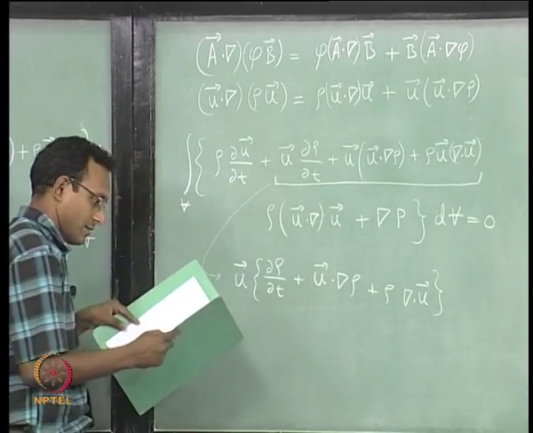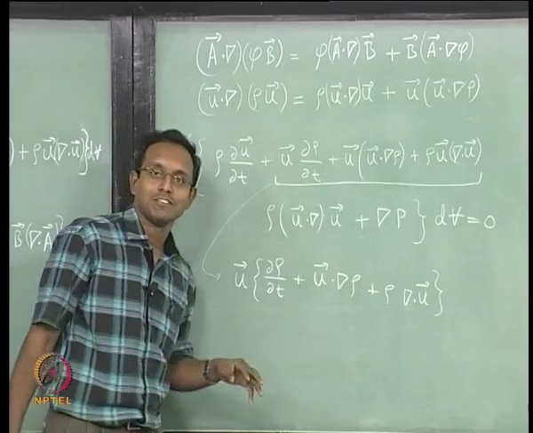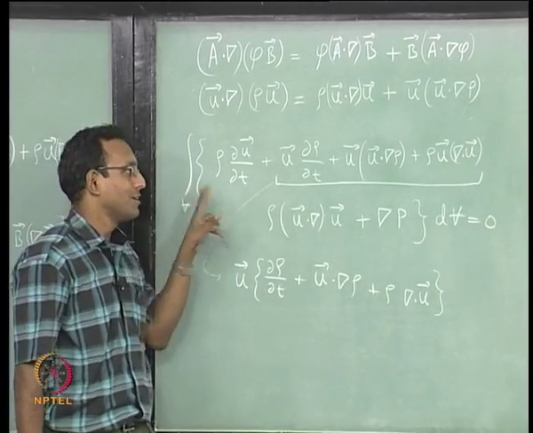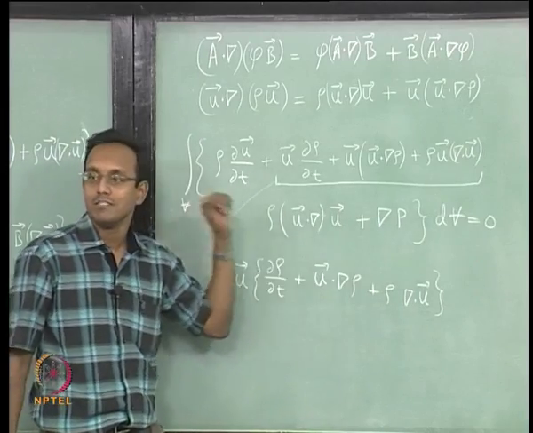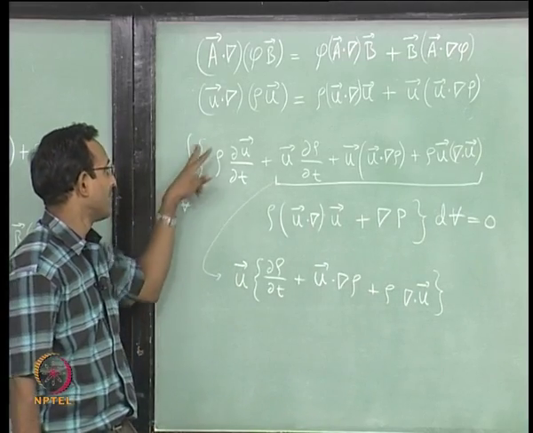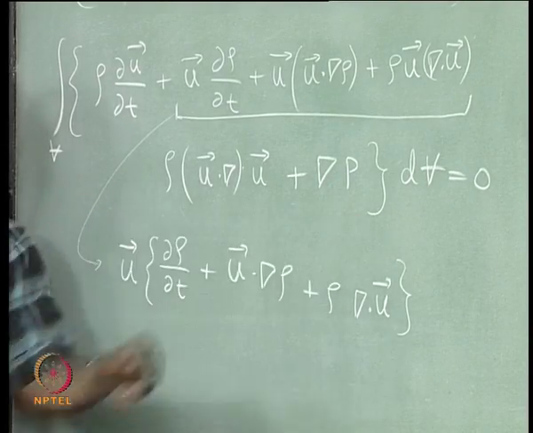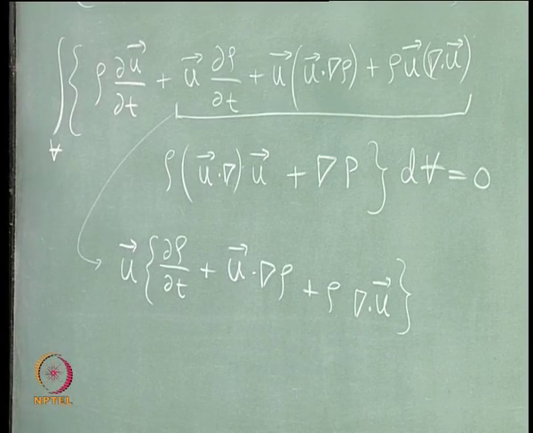And now whatever logic we used last time, we said the integral should be valid for any small volume dV. So ideally my flower bracket inside the integral must be equal to 0. So we get to the differential form of the expression.